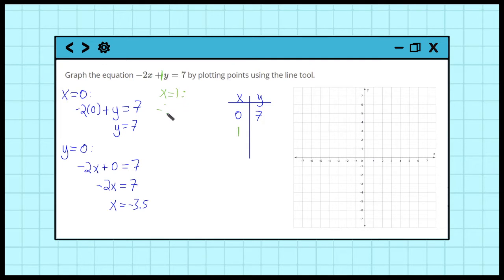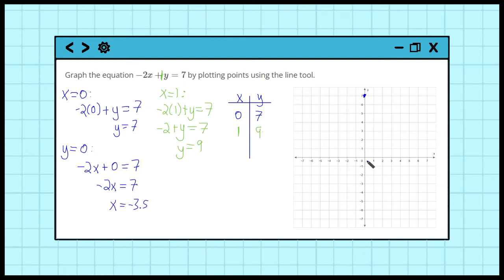So I'm going to plug in x equals 1 to the equation and solve for y again. I have negative 2 times 1 plus y equals 7. That's negative 2 plus y equals 7. I add the 2 over and I get that y equals 9. So x equals 1 gives me y equals 9. I now have 2 points, and you only ever need 2 points to plot a line. Our first point is 0, 7, and our next point is 1, 9.